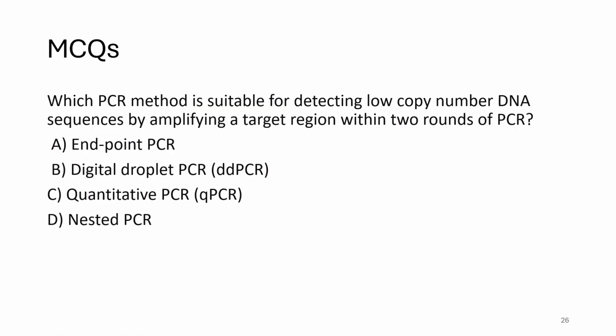Now let us discuss some MCQs on these PCR techniques. Which PCR method is suitable for detecting low copy number DNA sequences by amplifying a target region within 2 rounds of PCR? A. Endpoint PCR, B. Digital droplet PCR, C. Quantitative PCR, or D. Nested PCR. The correct answer is D.